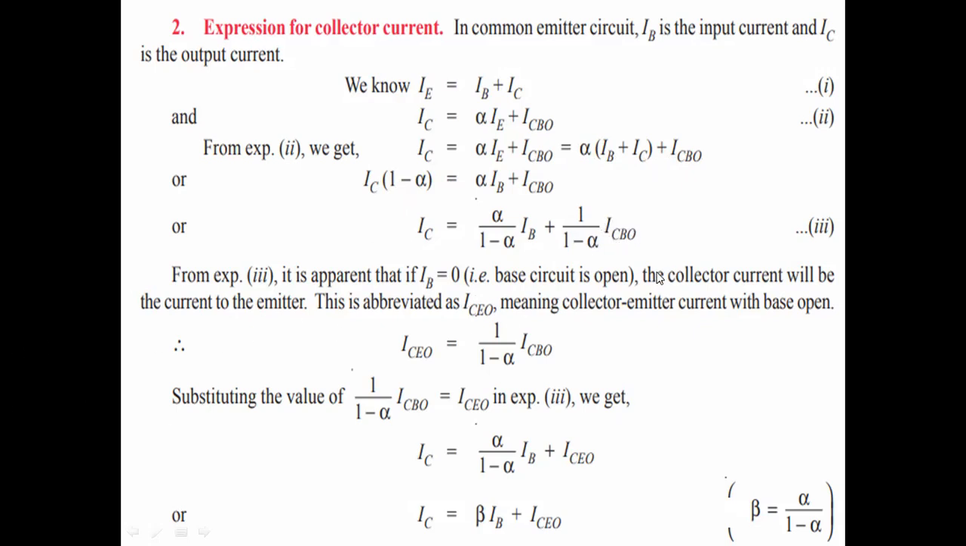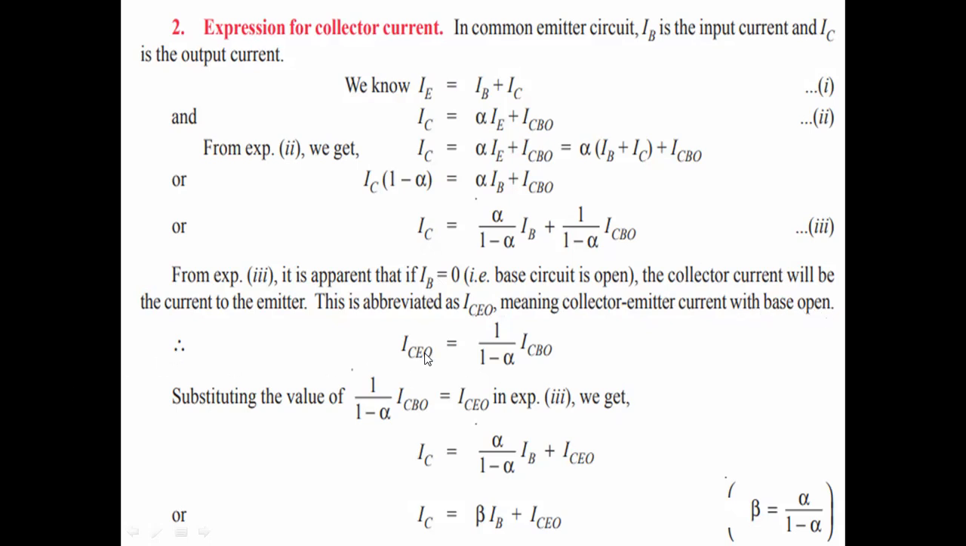Similarly, in the common emitter configuration also we have a reverse current. Collector current will be current to emitter. So there will be a reverse current. That is ICEO, collector emitter current with the base open. The reverse current from the collector to emitter is there. So that reverse current is ICEO, current with base open.